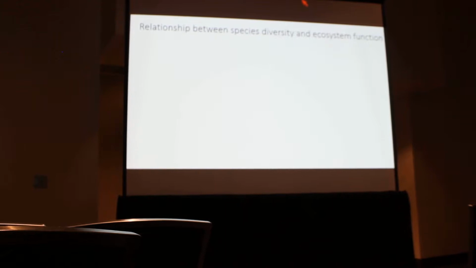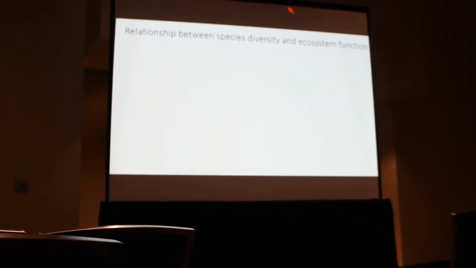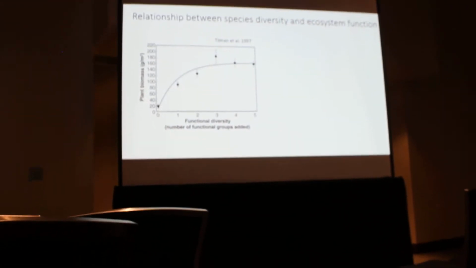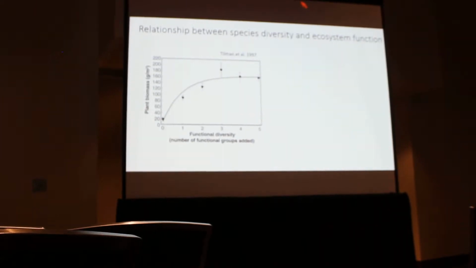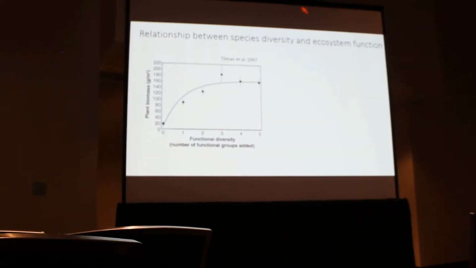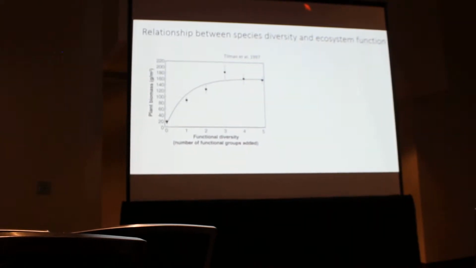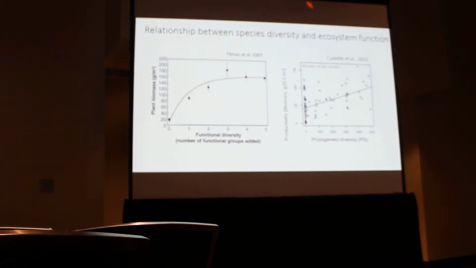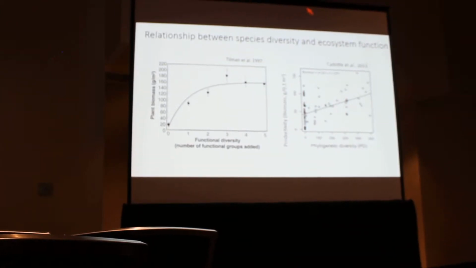So there's been a large body of research looking at the relationship between species diversity and ecosystem functioning. A very classic experiment was done by Tilman et al. in Cedar Creek, where he manipulated functional diversity and species diversity. He did see that as you increase diversity, you see this positive relationship with productivity. And then more recently, people have started looking at phylogenetic diversity. As you increase phylogenetic diversity, we also see this increased positive relationship with productivity.